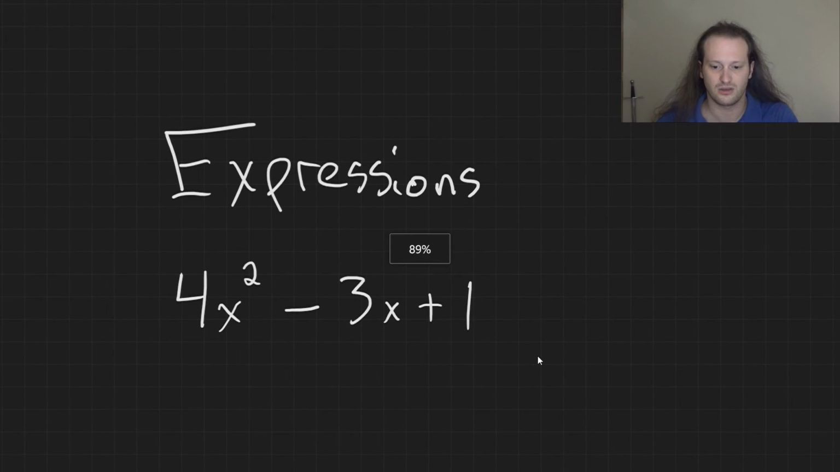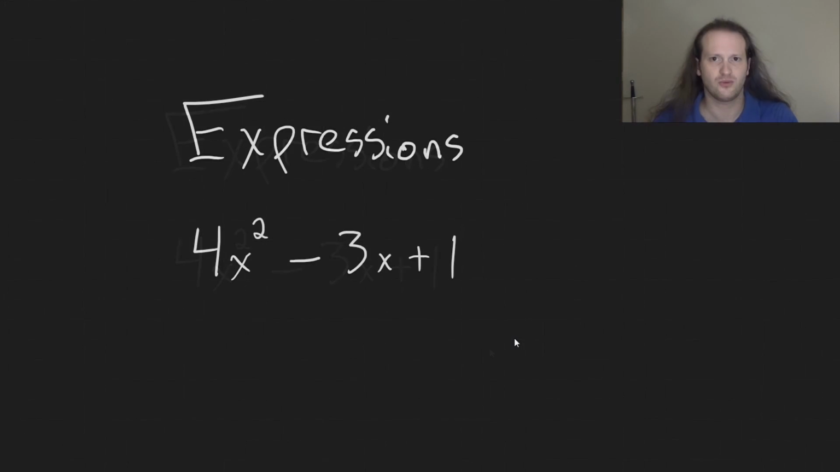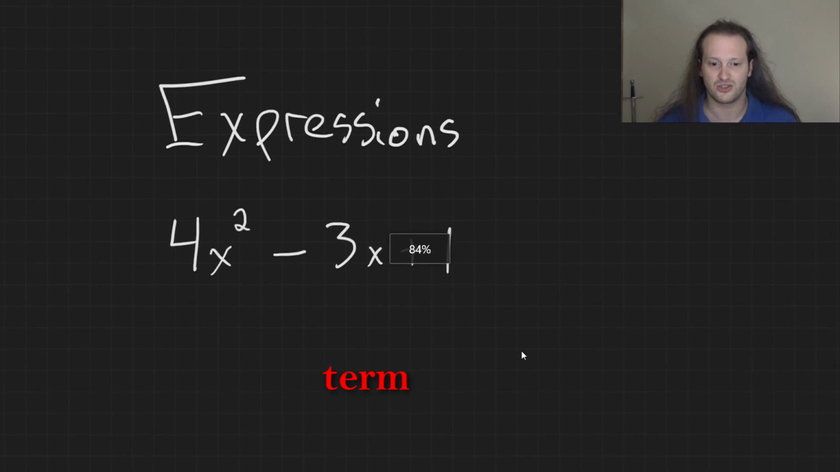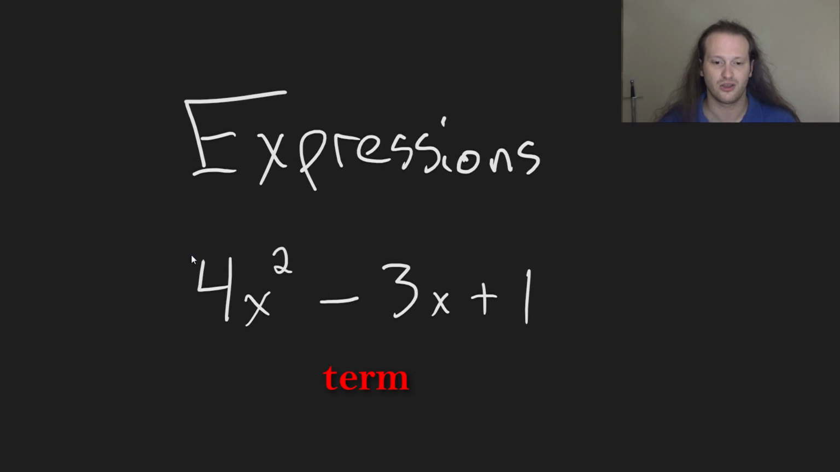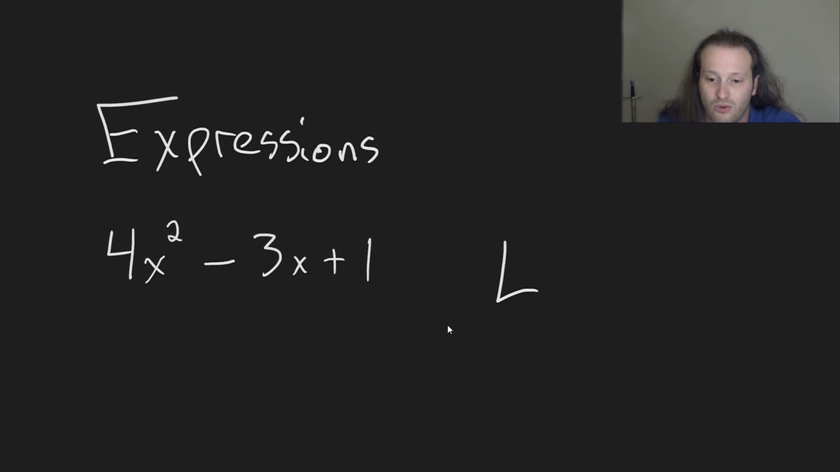So let's do that. We have something called a term. A term in math is things that are separated by additions and subtractions. So in this expression here, 4x squared, that's a term. This negative 3x, that's a term. 1 is a term.